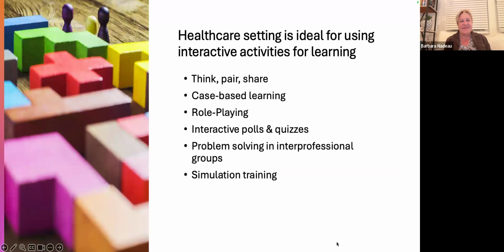I want to talk a little bit about how you might use interactive activities for learning. And there's a few different ways. Luckily, healthcare really lends itself to using interactive activities. And as an occupational therapist, I'm really a big believer that people learn through doing. And so the more you can have your attendees do during your training, the more likely that they'll remember something from it. And these are examples of some interactive activities you might use.